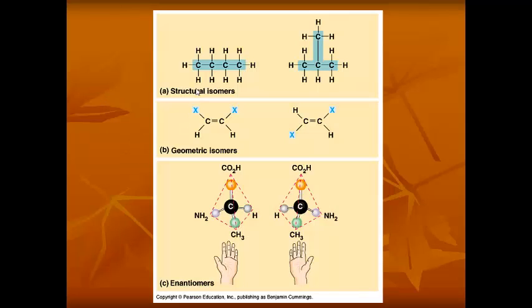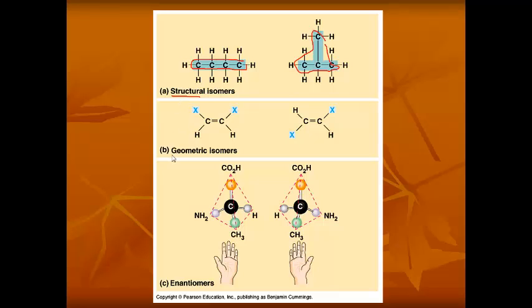The first type of isomer is a structural isomer. Both of these molecules here have the same molecular formula. They're both C4H10, but in a structural isomer, they have a different arrangement of carbons in the carbon backbone. By having a differently shaped carbon backbone, these molecules are going to have totally different properties.